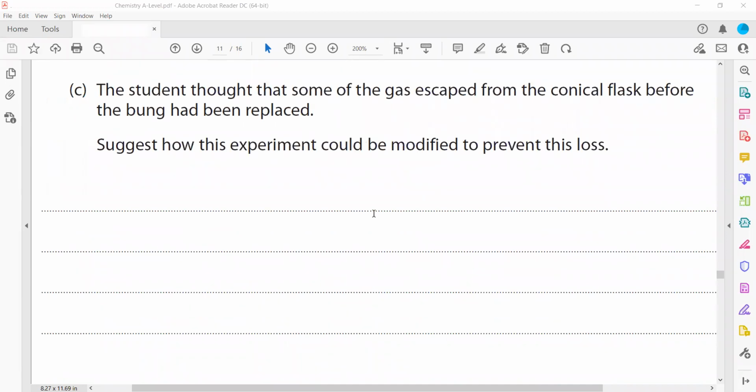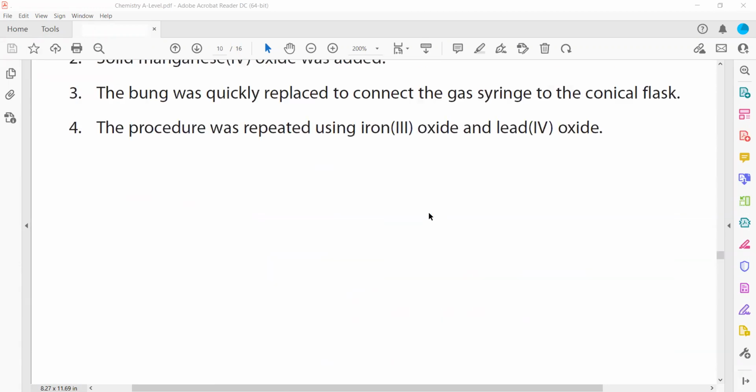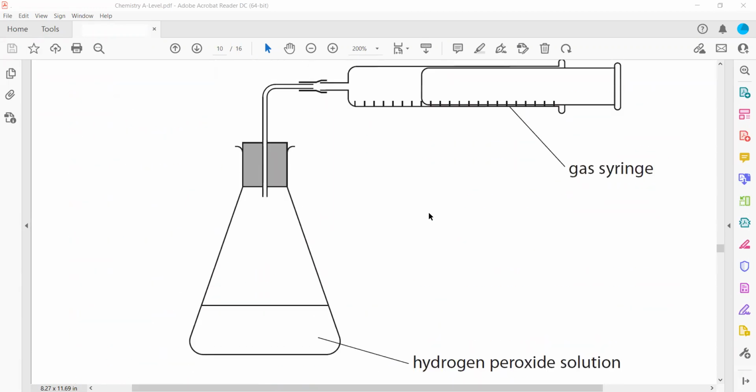The student thought that some of the gas escaped from the conical flask before the bung had been replaced. Suggest how this experiment could be modified to prevent this loss. Basically, a conical flask is open, the student adds the metal oxide, and then places the bung. The moment he places the bung, the reaction has already started, so the gas will escape.